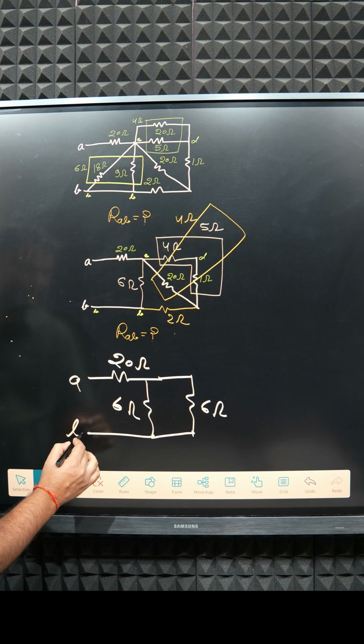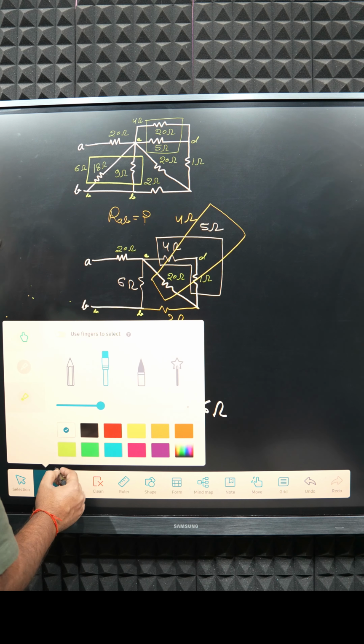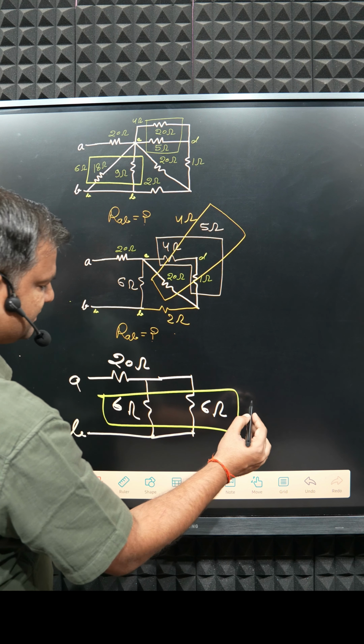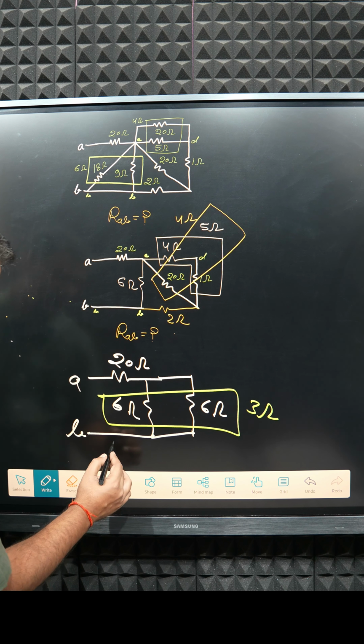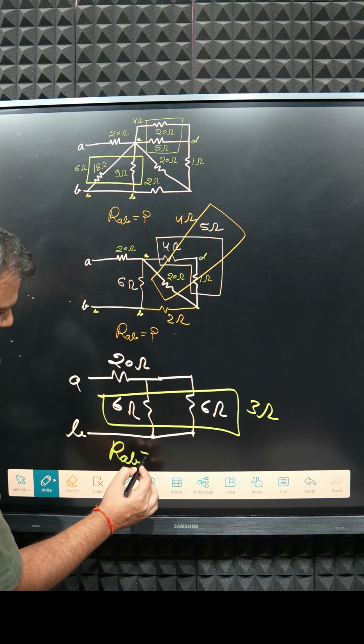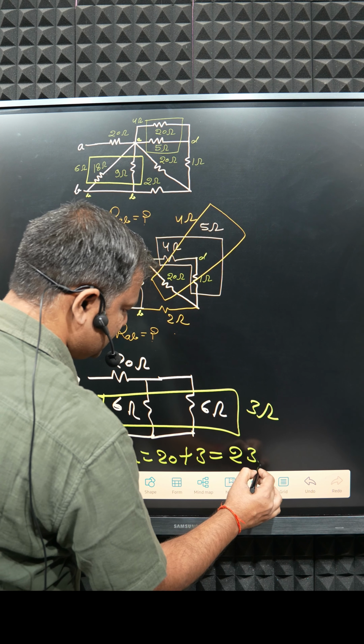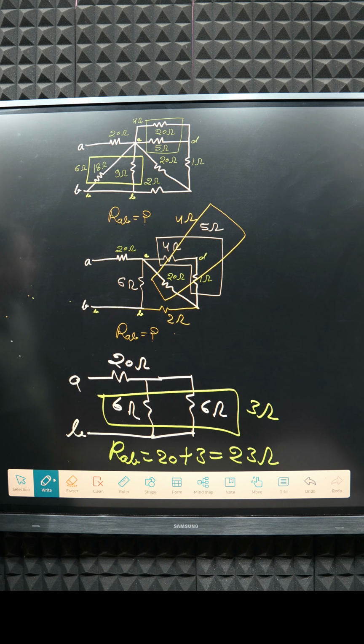Okay, here A and here B, so 6 and 6 are both in parallel, so the combination is 3 ohm. So R of AB is finally 20 plus 3, that is 23 ohm, which is the right answer.